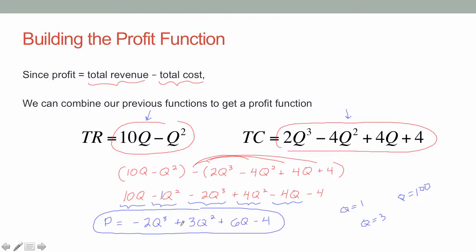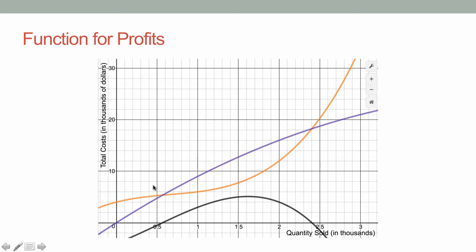But let's just jump right to a graph, right? A graph is a great way to see all the different values and to get a good sense of what this function is doing. All right, so what do we have going on here? We have a lot going on.